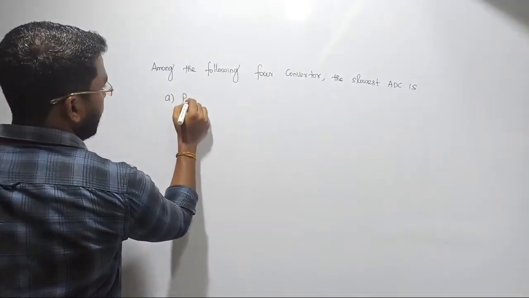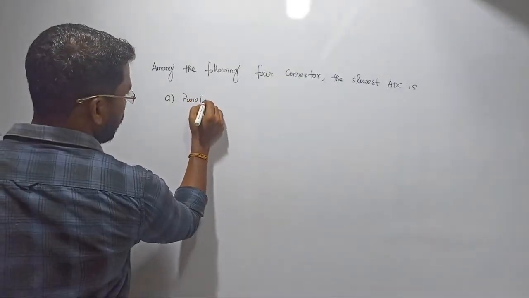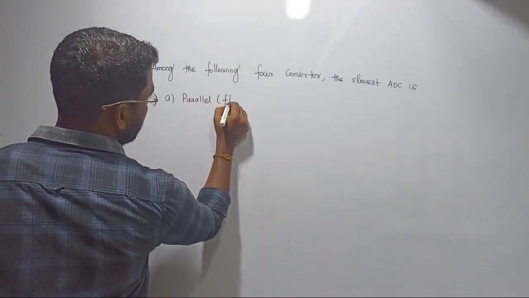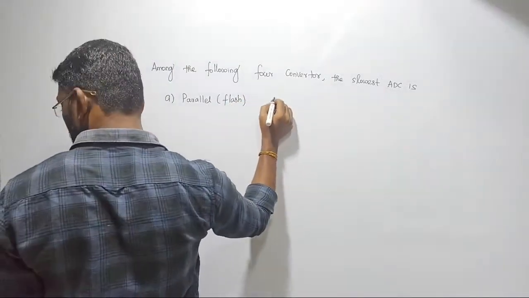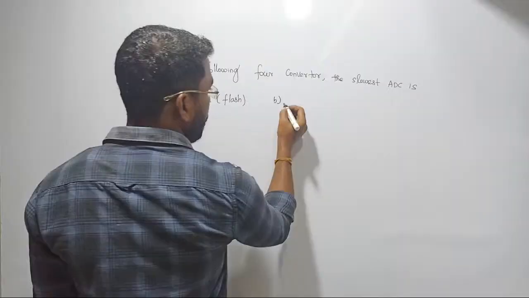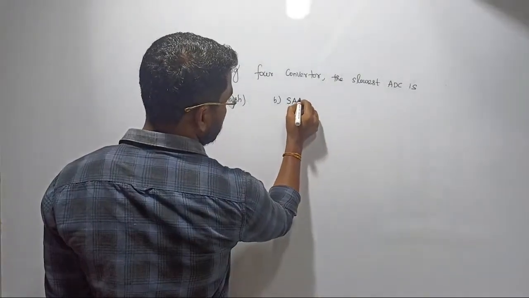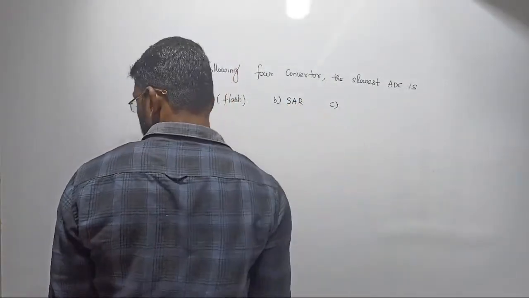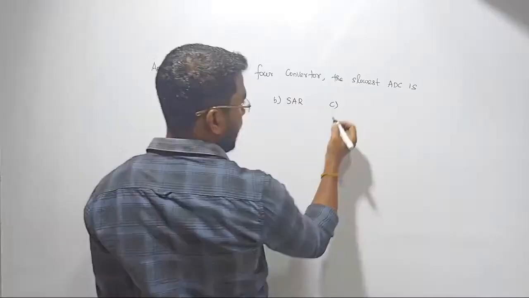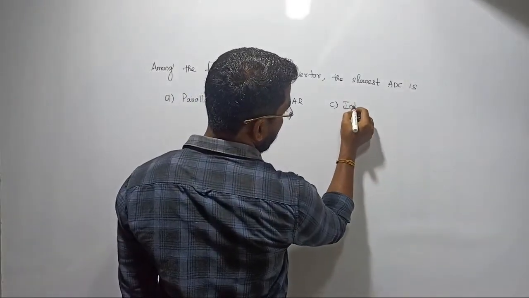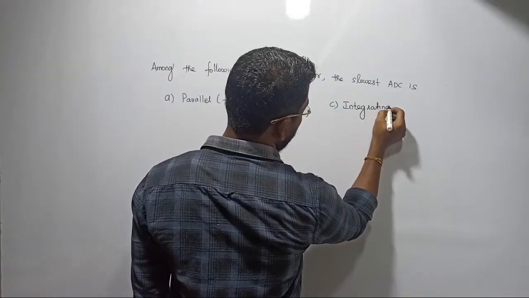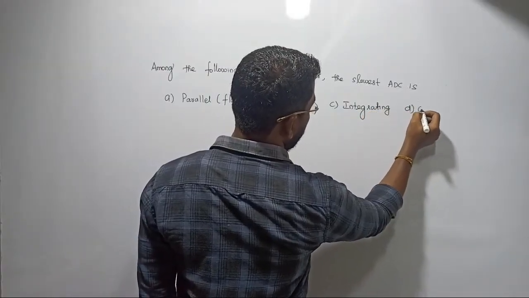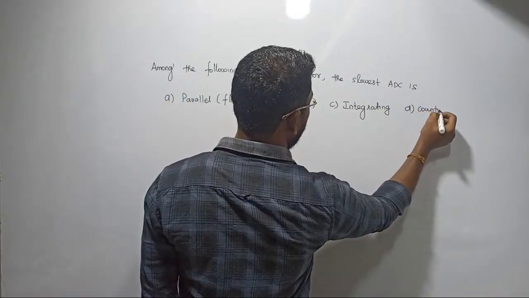Option A, they said parallel. We all know there is one more name for this parallel, it is also called flash type of converter. In option B, they told successive approximation register. Option C is given as integrating type, that is they are talking about dual slope. In option D, that is counting type, they are talking about counter.